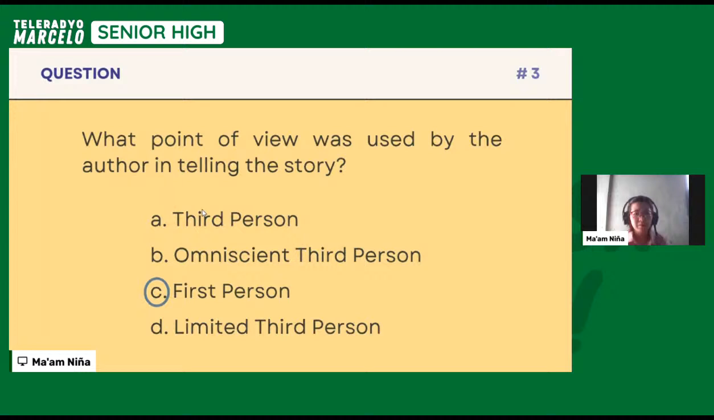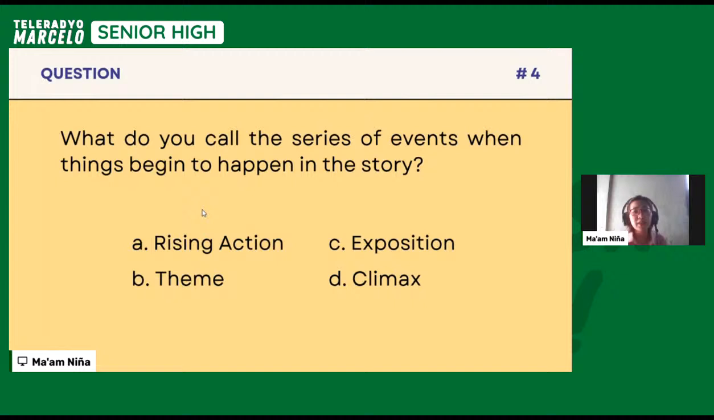Question number 4. What do you call the series of events when things begin to happen in the story? Is it A, rising action, B, theme, C, exposition, or D, climax? Type in the answer in the chat or comment section. Okay, the answer is A, rising action.